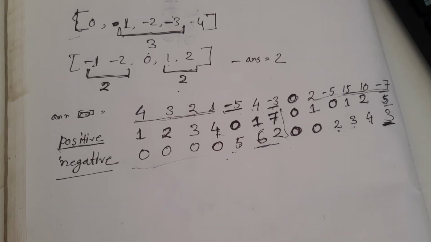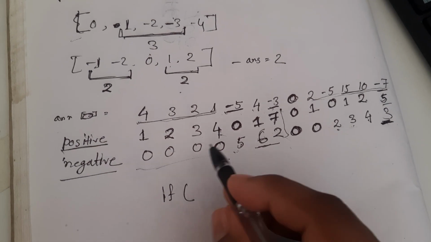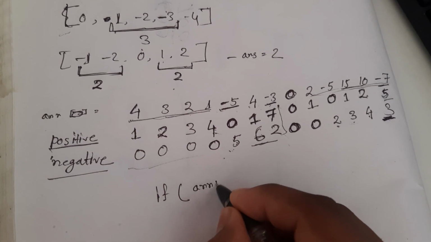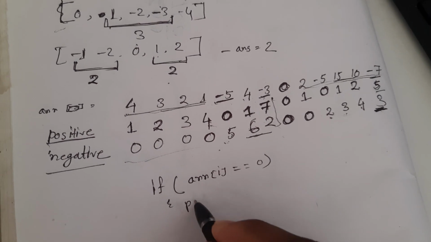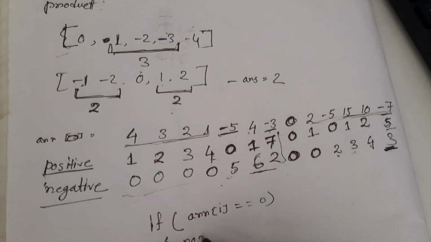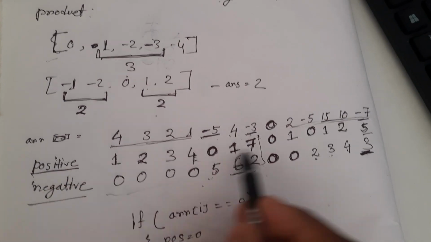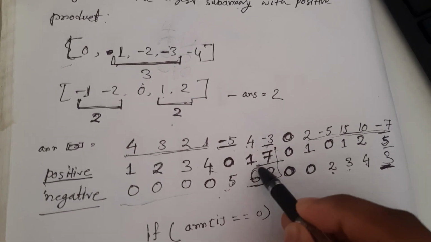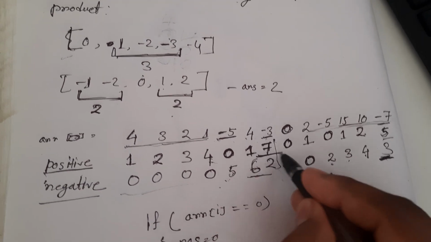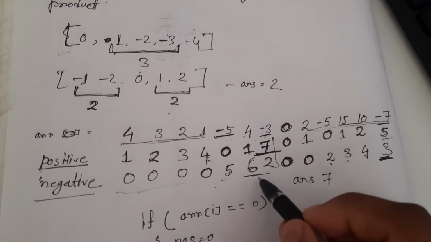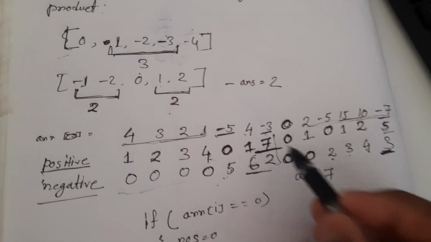To solve this problem, whenever array of i equals 0, in that case the positive length becomes 0 and the negative length also becomes 0, and from this we need to find the maximum length. In that case the maximum value is 7, so the answer is 7. We need to find the maximum positive length, not the maximum negative length, because the positive length will give us the positive product. So the answer is 7.